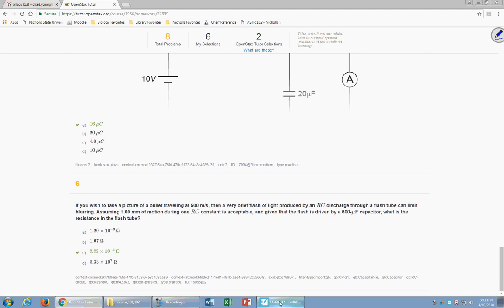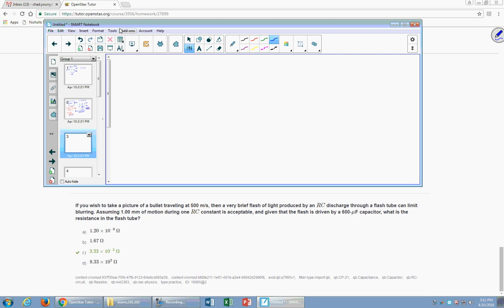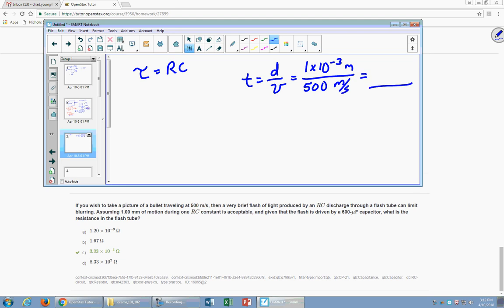Okay, so this one is not difficult, it's just a little quirky. I want it to travel 1 millimeter in one time constant. The time constant is tau. Tau is equal to RC. It can travel 1 millimeter. T is d over v, right? Meters over meters per second, that gives me time. D is 1 millimeter divided by v, which is 500 meters per second. So this is the time that it can travel 1 millimeter.